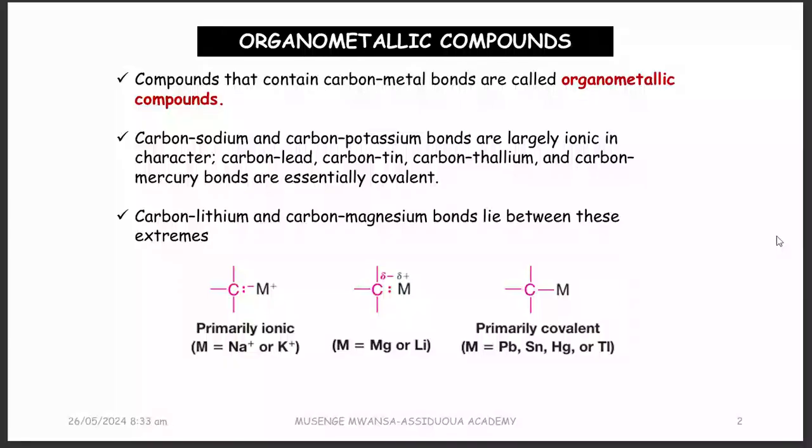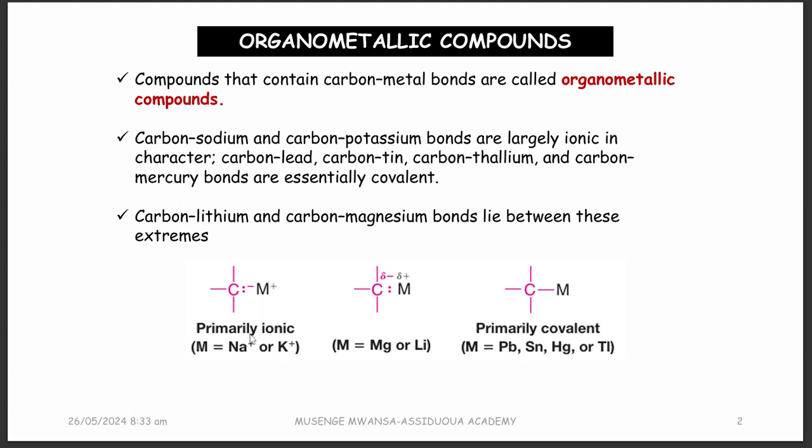Okay, so we had already started talking about the aldehydes and the ketones. One concept that I want you to learn is the organometallic compound. Even from the word organometallic, this is a compound that contains a metal and an organic compound. Organic compound basically is a carbon.